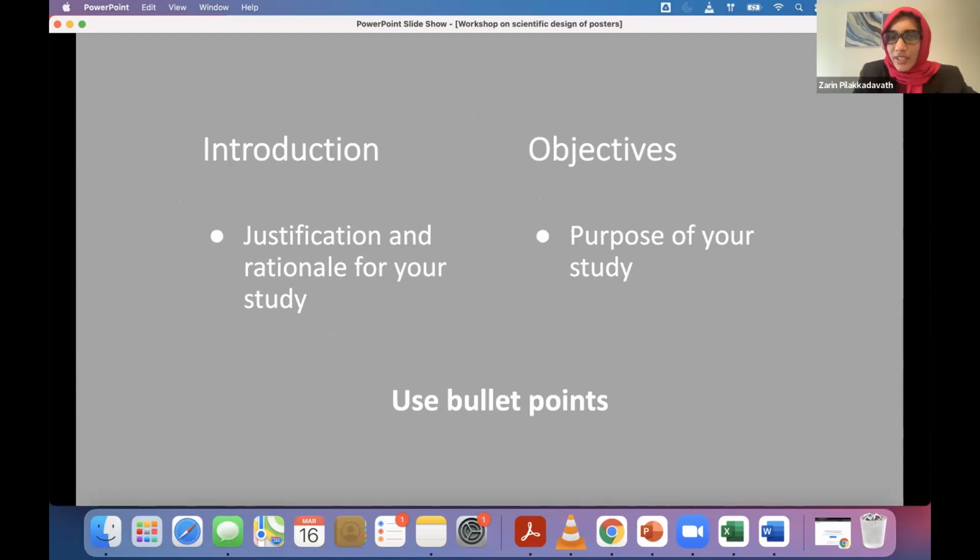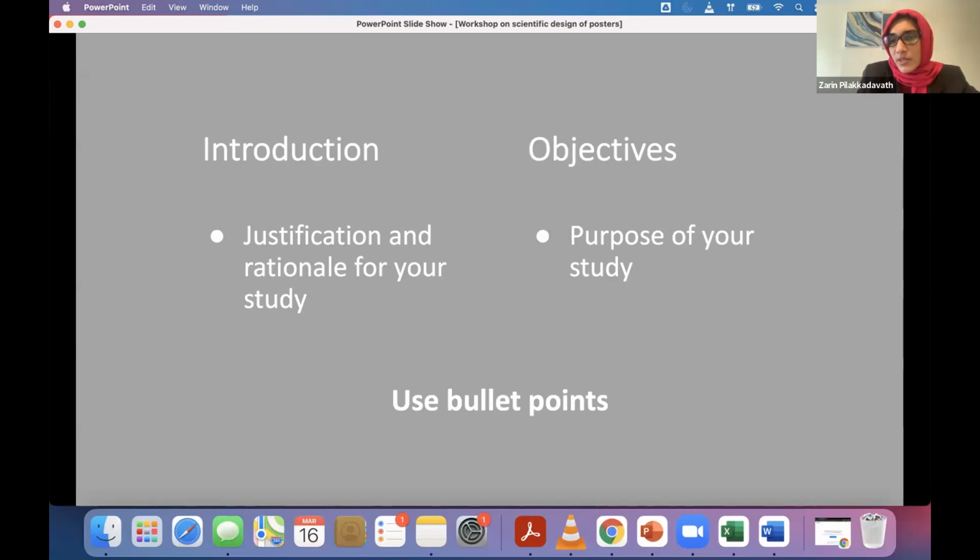Then you have the introduction. So introduction, as I said, this should include the background and the rationale. You can state your research question under this. And this should tell the viewers what motivated you to take up this study, whether there was a lacking in the literature, or you found something interesting, or you wanted to add something that was not known to the already present literature.